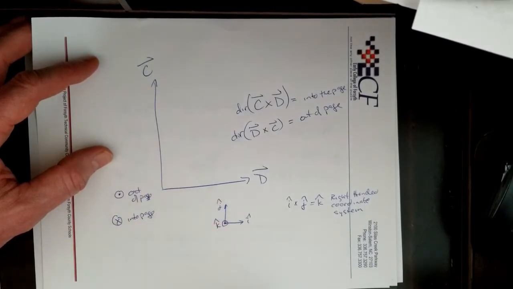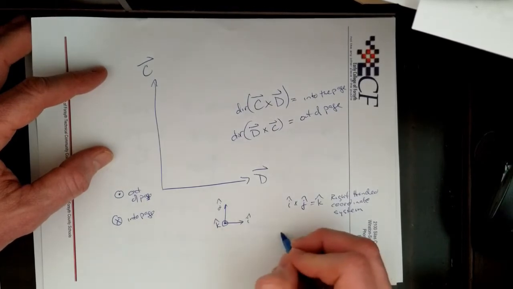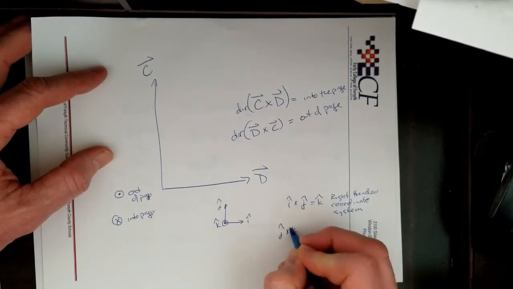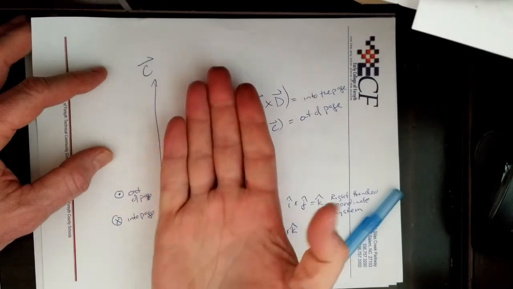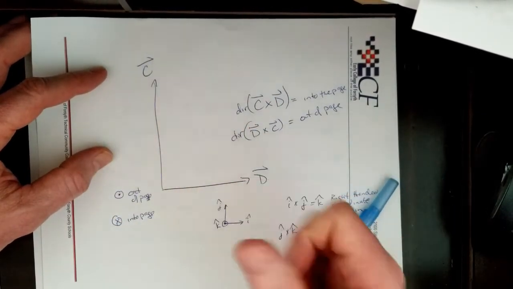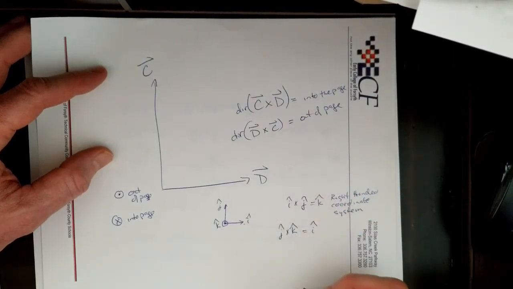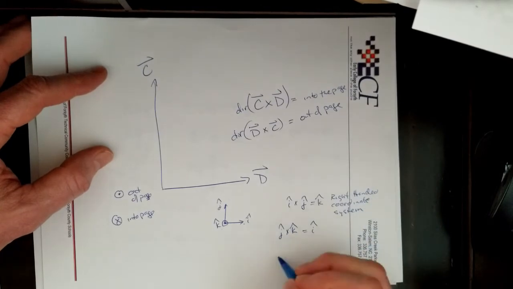It's a memory trick. So I cross J is K. Well, what's J cross K? Well, J is that way, K is up, so I bend my fingers upwards. My thumb points off to my right, which is in the I direction. K cross I.